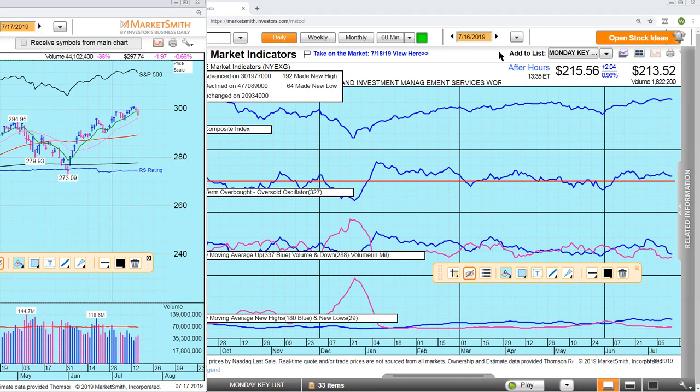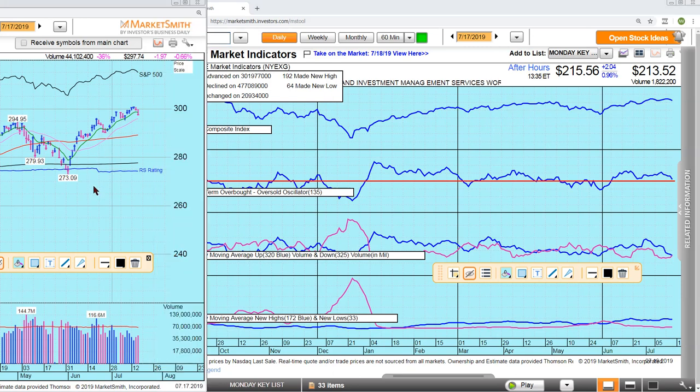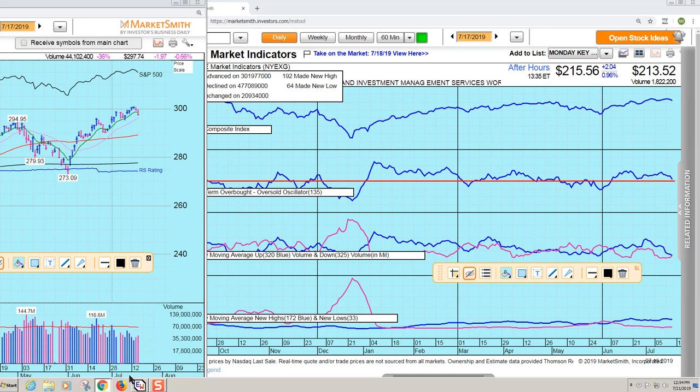Advance it a day. We fell again on a pickup in volume. See that? That's a negative. Is it the end of the world? No. Does it mean sell everything? No. You always follow the price action of your stocks also. You combine both variables together. But the market's falling on a slight pickup in volume.